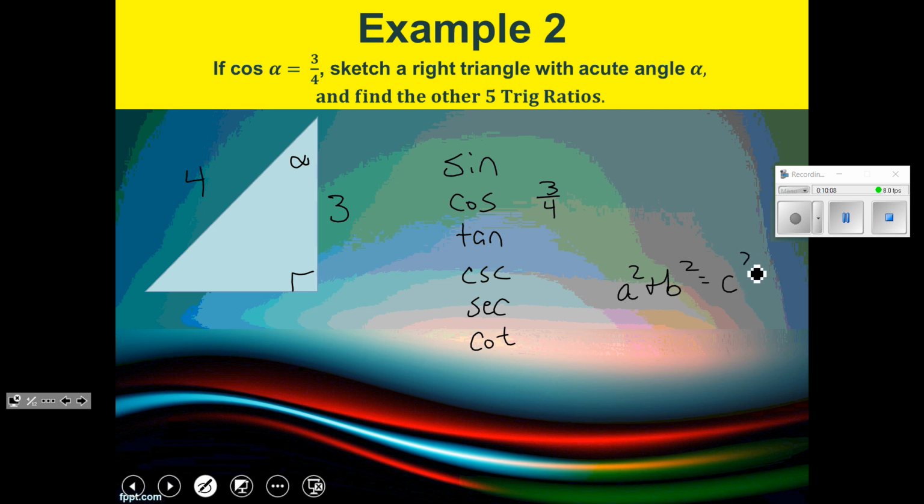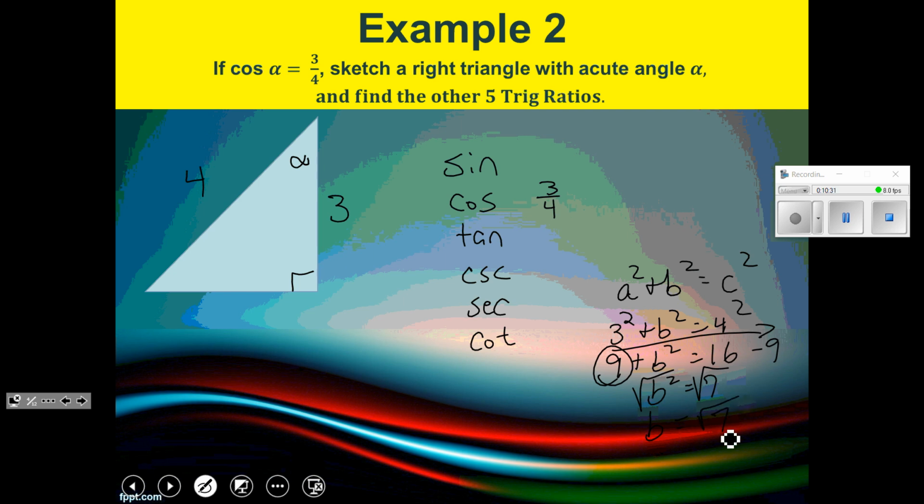Because this is a right triangle, I'm going to treat this as a squared plus b squared is equal to c squared. These are our two legs, so it doesn't matter which one. I'm just going to do 3 squared plus b squared is equal to 4 squared. So I'm going to make 9 plus b squared is equal to 16. I'm going to move this over and subtract 9, so b squared is equal to 7. And when I take the square root, b is equal to the square root of 7. Any questions so far?